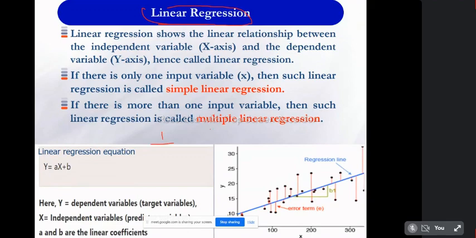For example, if we have y equal to wx plus b, then if this x has a single value, we can say that it is a linear regression type. This linear regression type has only one input and the corresponding outputs.